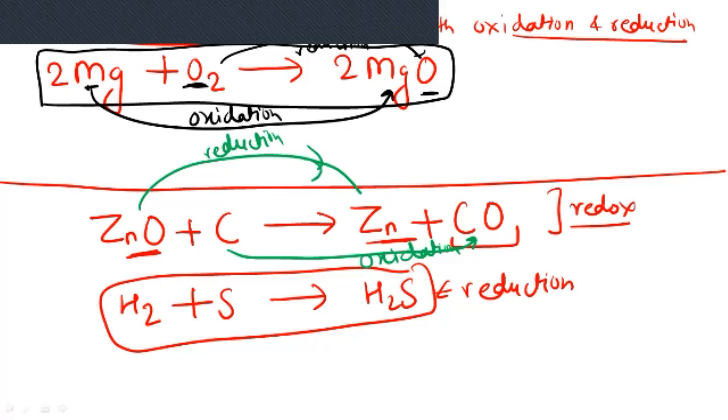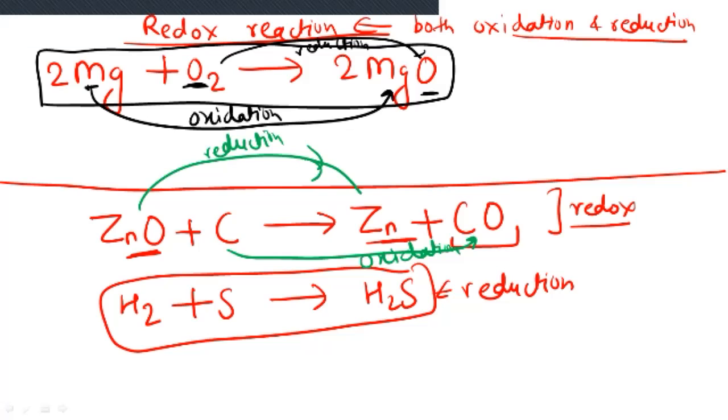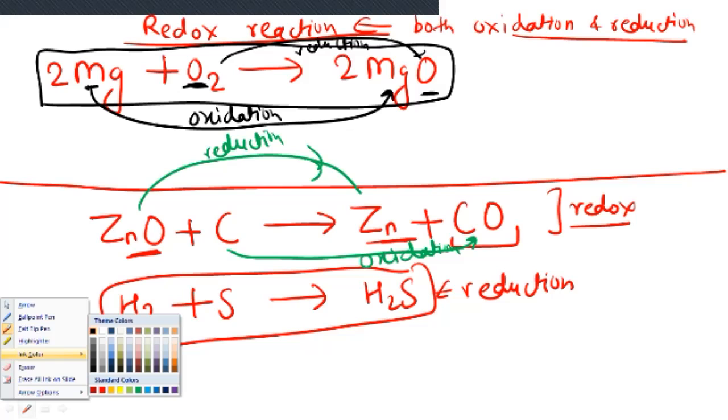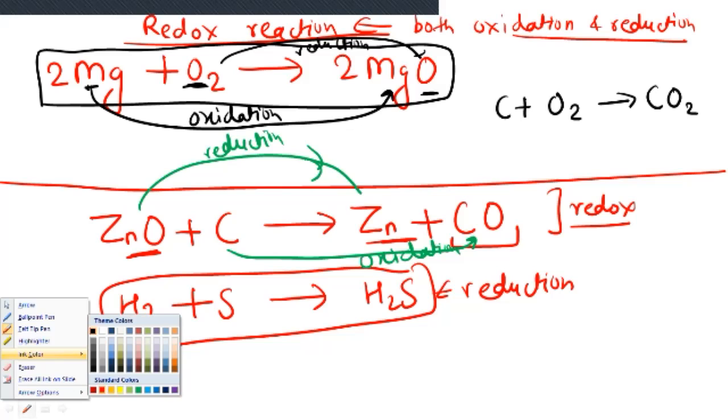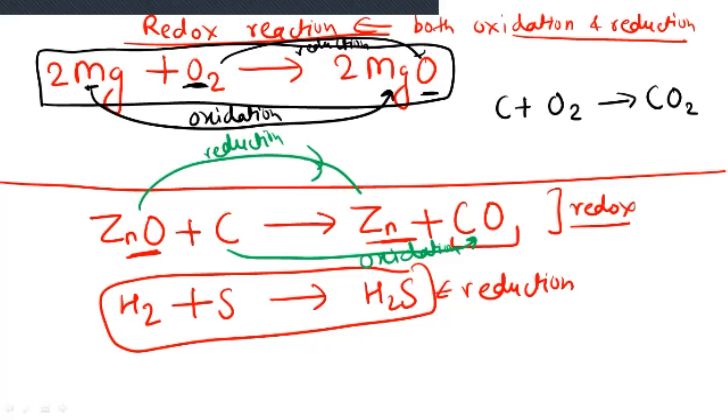Oxidation and reduction both. Let me take another example, and that is here, carbon is reacting with oxygen and carbon dioxide is formed, and we can define how it is a reduction or oxidation reaction. So you can see carbon is added to oxygen, oxygen is added to carbon, so it is oxidation.